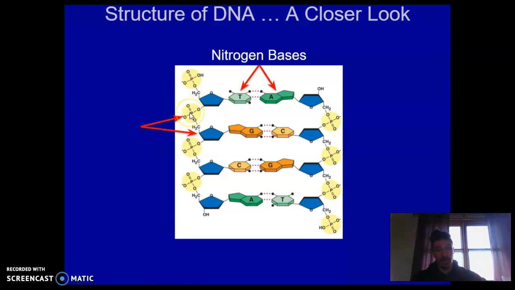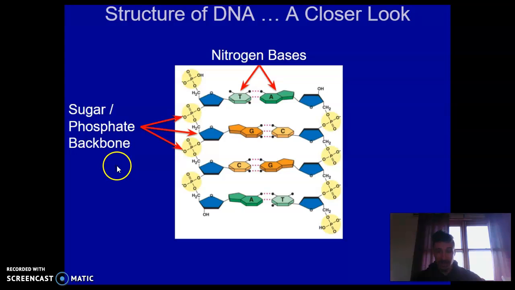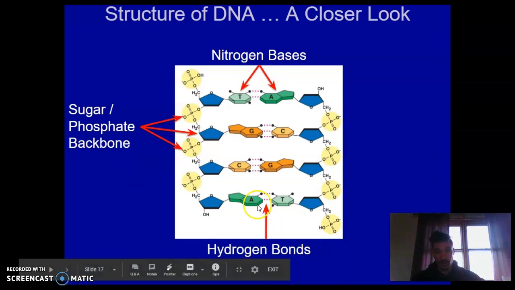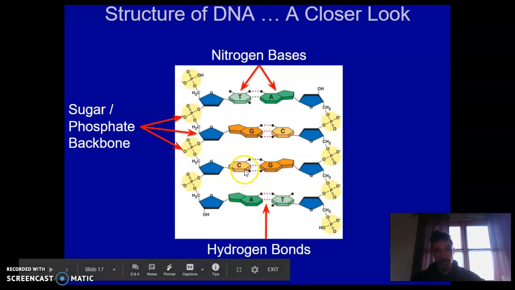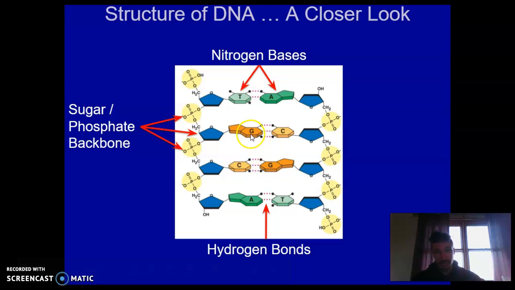Here is our phosphate group bonded to our sugar group, bonded to another phosphate, forming our alternating sugar-phosphate backbone of DNA, the arms of the ladder, the outside of the molecule. And then, of course, we have our hydrogen bonds between the nitrogen bases in the middle. We see cytosine paired with guanine, guanine paired with cytosine, thymine paired with adenine, and adenine paired with thymine. So A is always with T and C is always with G.